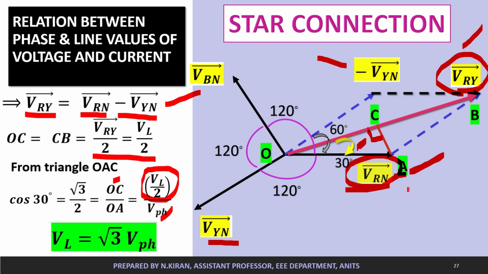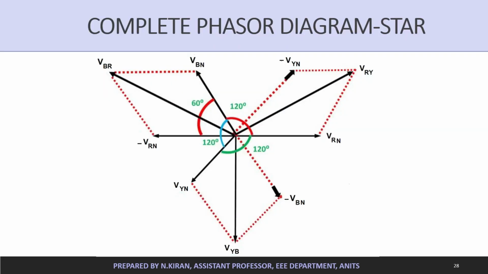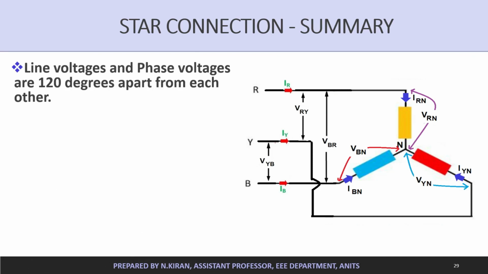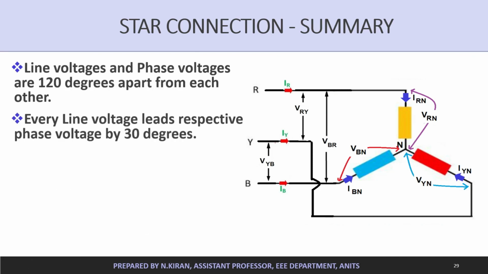You know the concept of phasor. If I take a reference phasor like this, and the obtained phasor is above the reference phasor, it means that it is leading the reference phasor. If the resultant phasor obtained is below the reference phasor, we say that it lags the reference phasor. So in this case, star connection, the line voltage will lead the respective phase voltage by 30 degrees.